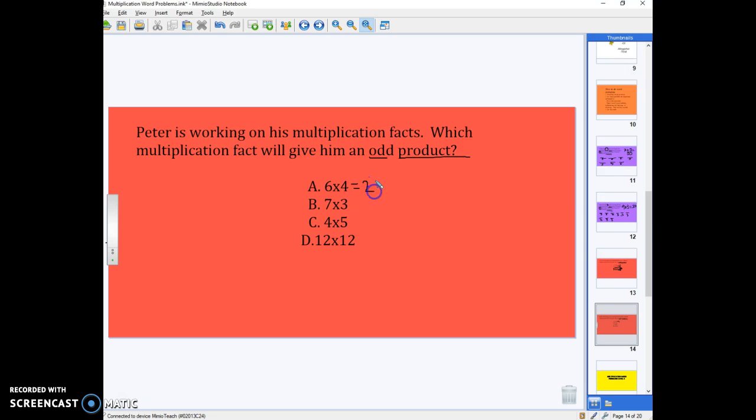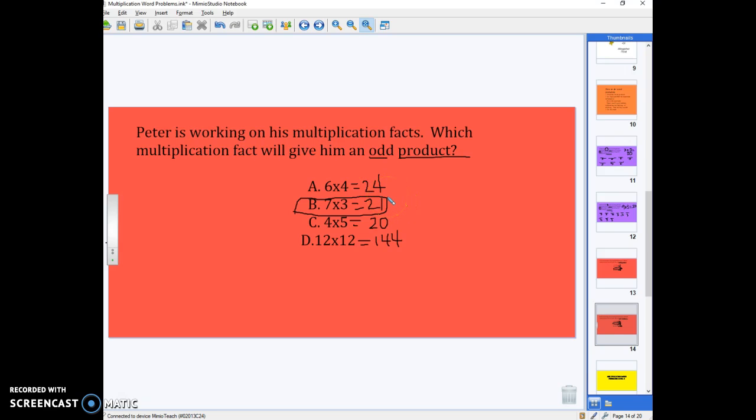2 times 4 is 24. I'm sorry, 6 times 4 is 24. 7 times 3 is 21. 4 times 5 is 20. And 12 times 12 is 144. So which of these problems has a product that ends in 1, 3, 5, 7, or 9? That would be letter B. Ends in a 1. 7 times 3 gets us an odd product. So that would be our answer.